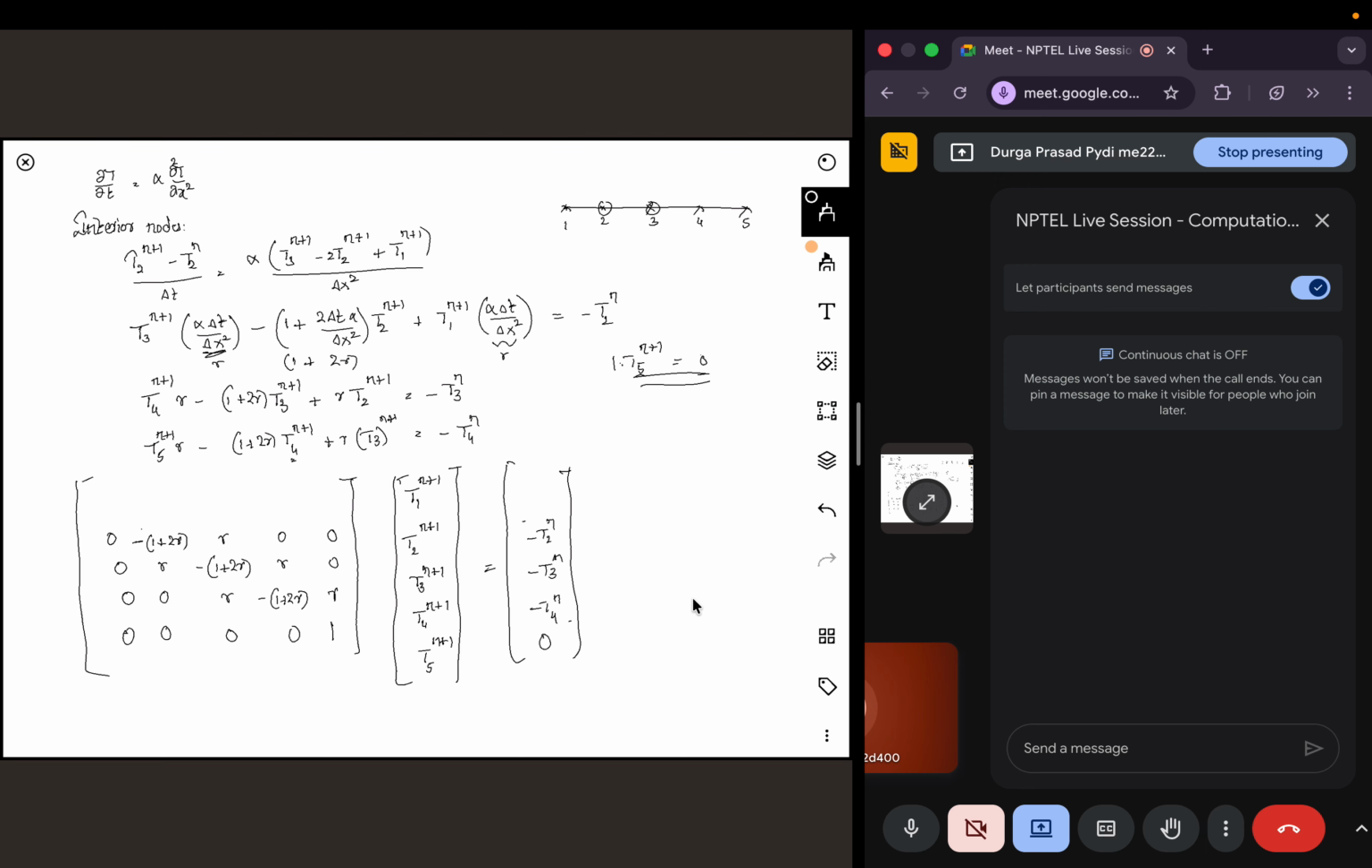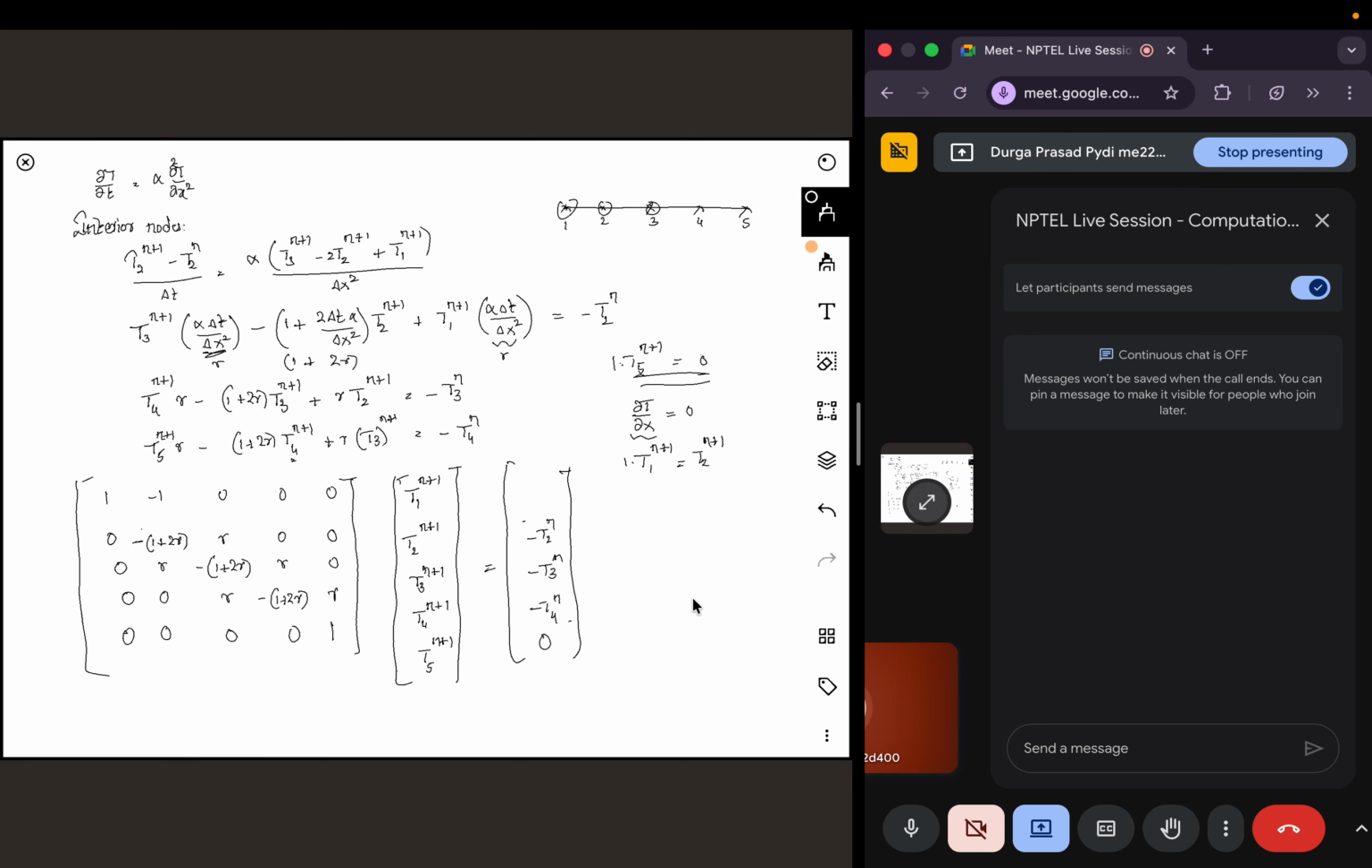Now similarly, if I were to write an equation for the first node where I have the insulation condition, that is del T del X equals 0, I will write it again using a scheme. If you want to use a first order scheme, then it will be T1 n plus 1 equals T2 n plus 1. So this would just be written as: T1 coefficient is 1, T2 is minus 1, and remaining everything is 0.